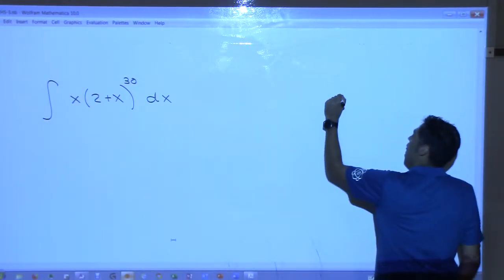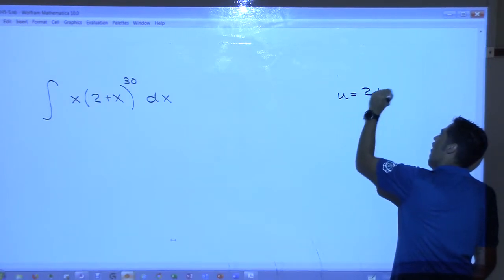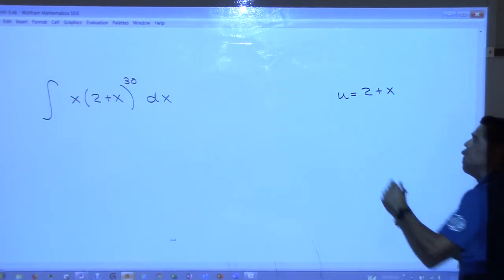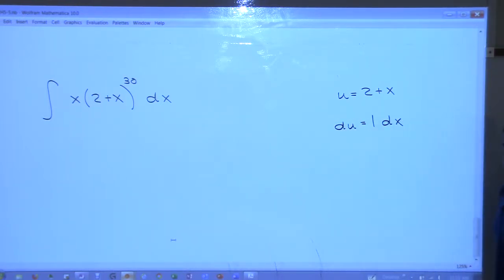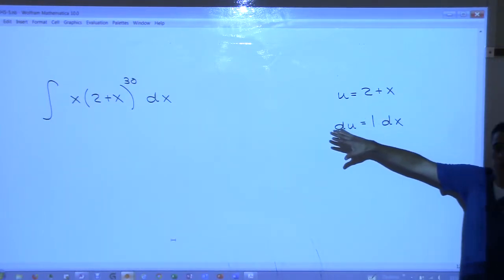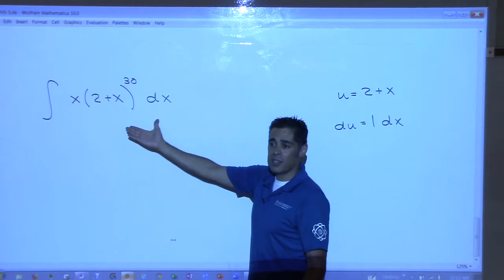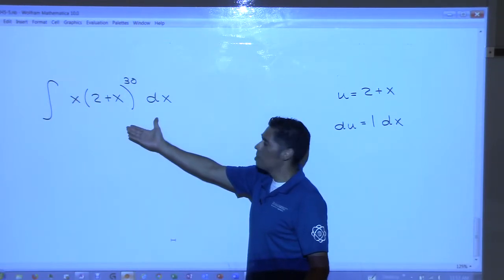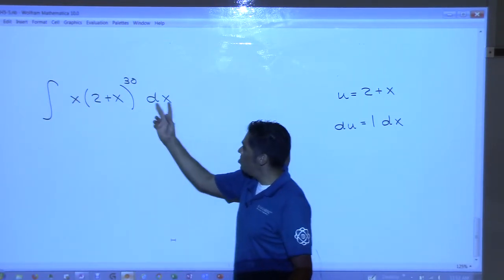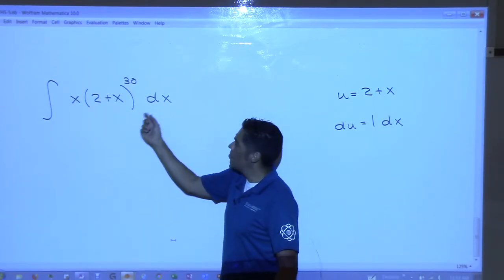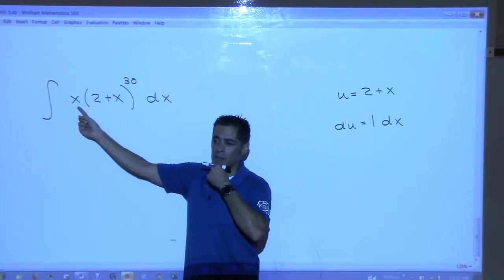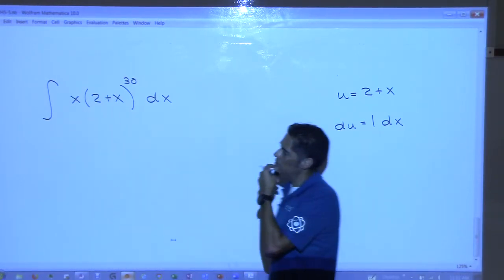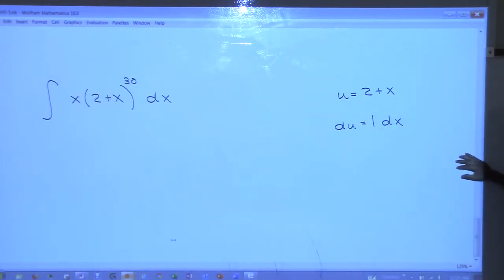All right, so you want to go with u is 2 plus x. What's the derivative of that? 1. So I'm going to write 1 dx. I don't need the 1, but that would work. Do you see the derivative of this somewhere? Do you see 1 dx here somewhere? Right here, right? So you have 1 dx here. You have u. The only thing you haven't accounted for here is this x up front, have you?